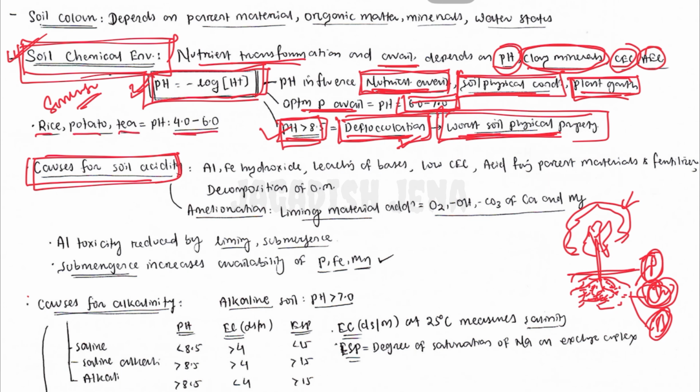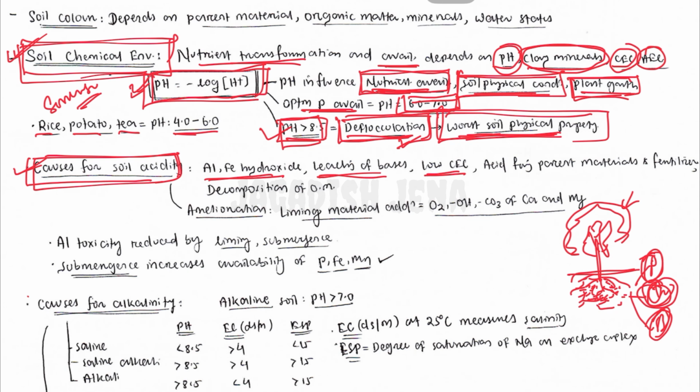So let's discuss the causes of soil acidity. If aluminum and iron hydroxide hydrolysis happens, it causes soil acidity. Then leaching of bases: if basic cations like calcium, magnesium, potassium, and sodium are leached down from the soil, there is a decrease in basic cations, so the soil can become acidic. Then low CEC. If soil acidity is happening, then CEC is also lowering. If the soil pH is increasing, then CEC will increase.